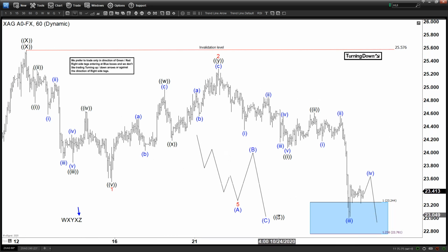So again, we're going to take a look, learn about what we can expect, target on the downside, and also if there is any alternate. Okay, so for now, this is the explanation. We are in the Z leg, in a triple, and it should be extending lower as long as we stay below 25.5. Now let's take a look at the 4-hour chart.